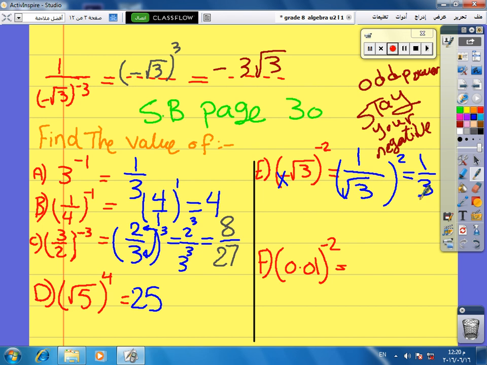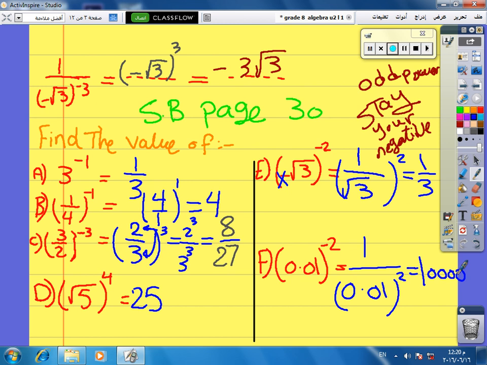The last thing here is 0.01, all power negative 2. To remove this negative power, it will be 1 over 0.01, all power 2, to become 10,000.